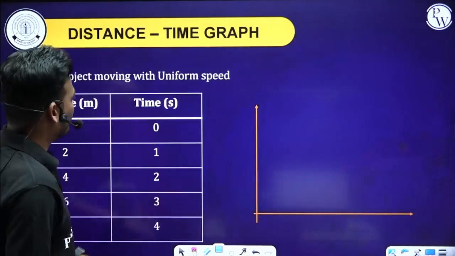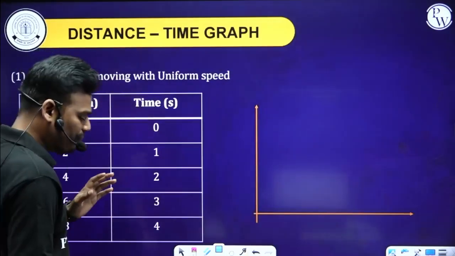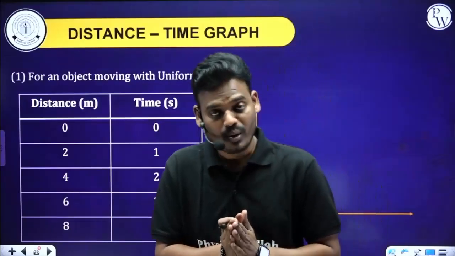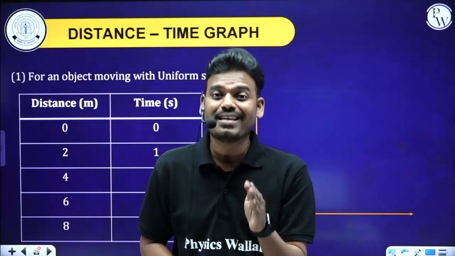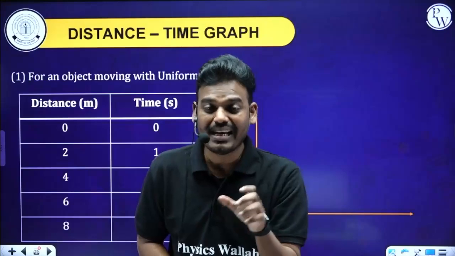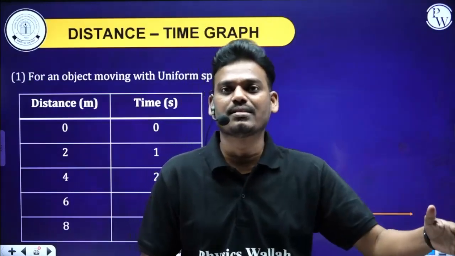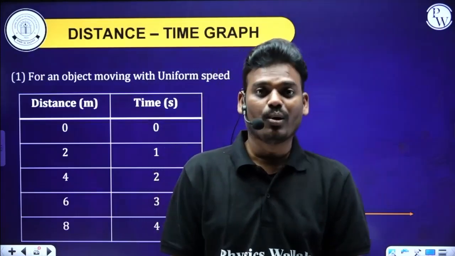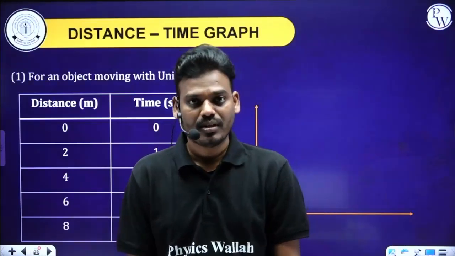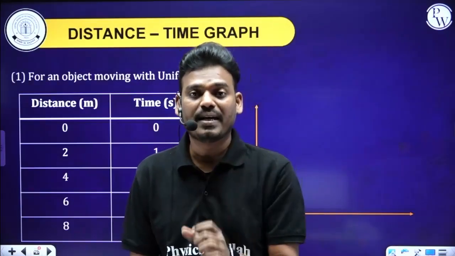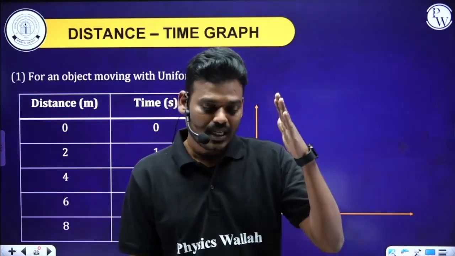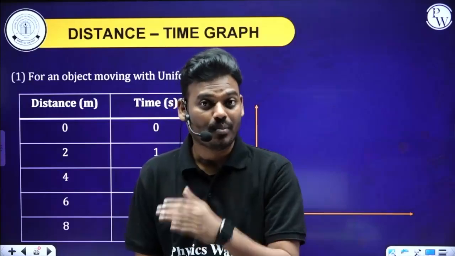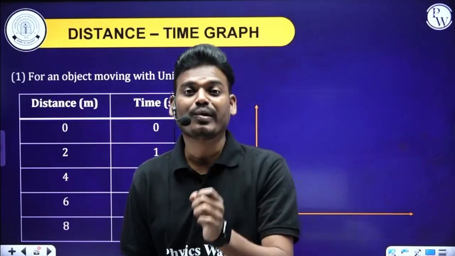For an object moving with a uniform speed, we already know that uniform speed means uniform motion. Uniform motion is nothing but if the object is covering equal distances in equal intervals of time in a particular direction, then we can call it uniform motion. If we use speed, that indicates equal distance covered in an equal interval of time by the body in the entire journey, called uniform speed.